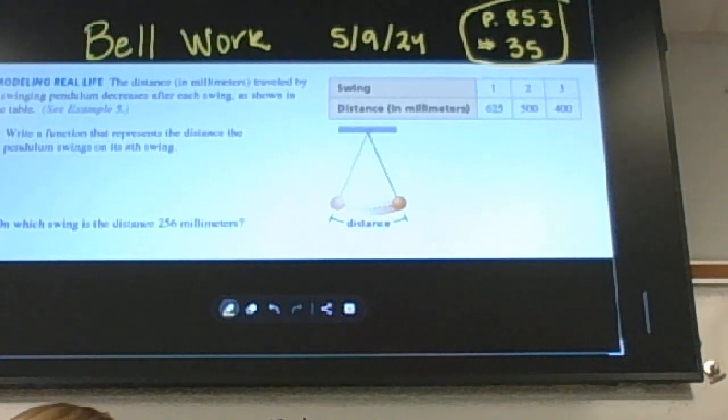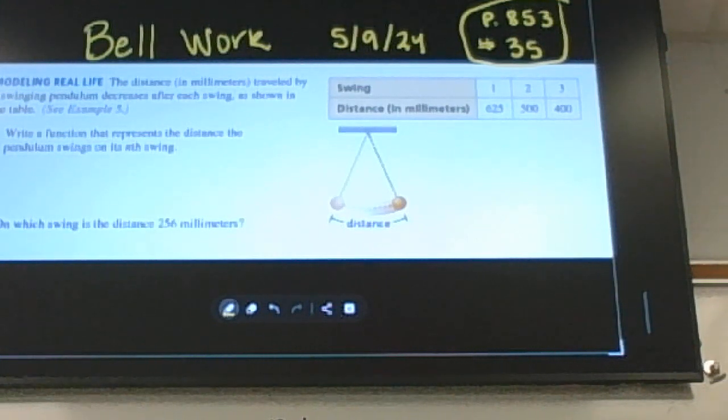So I'm going to do 500 over 625, and I do 400 over 500. So you do the second term over the first term. And then you can reduce that, and that'll give you the r value. Second term over first term. So this one's kind of easy to simplify. Like these zeros just move out. And this r value is 4/5.